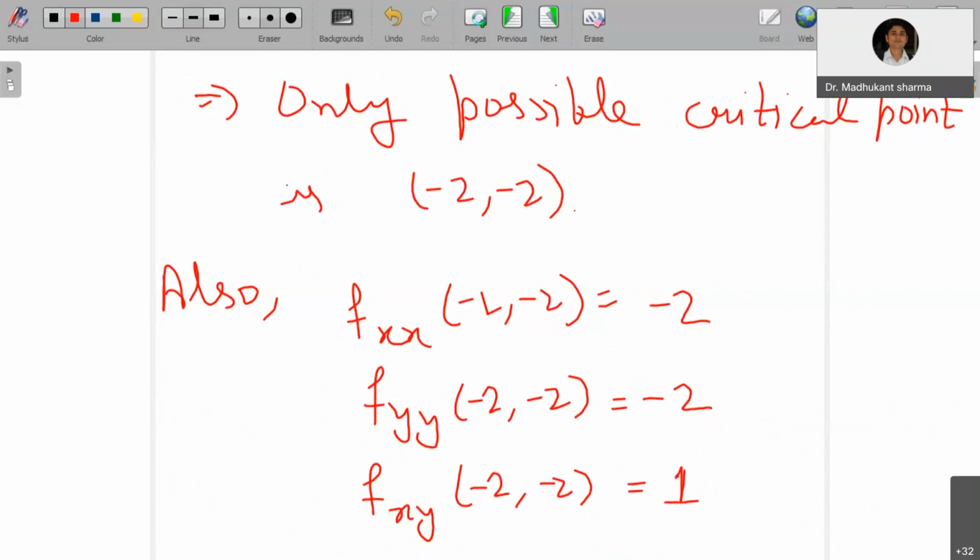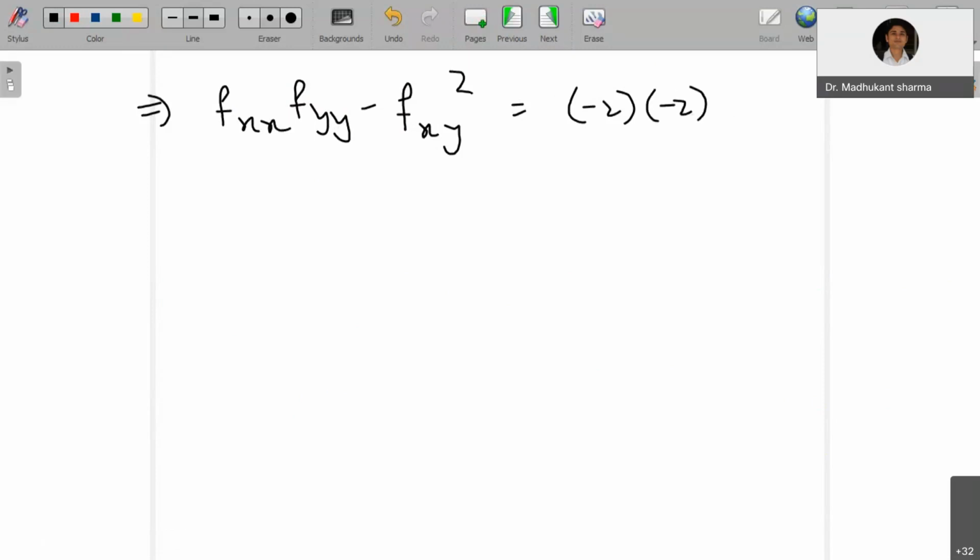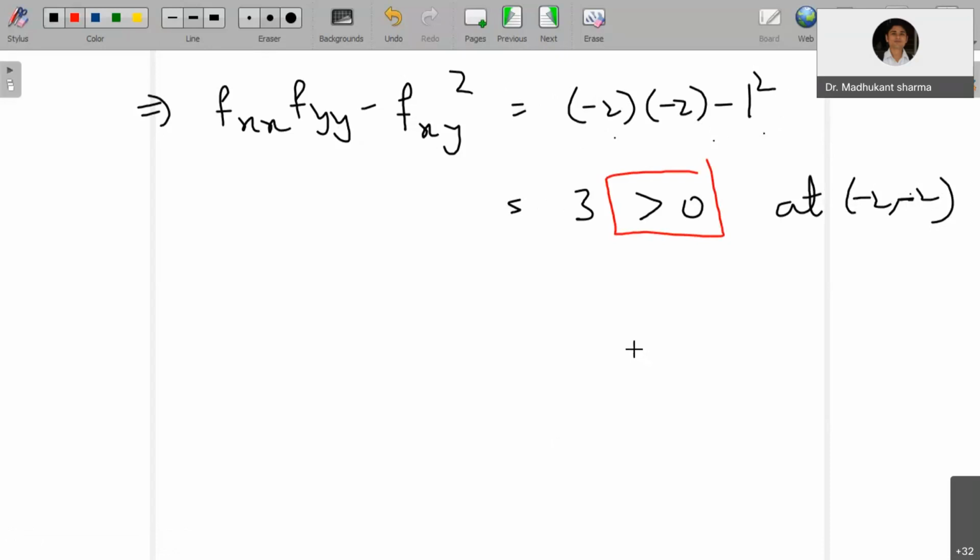Now this certainly implies fxx times fyy minus fxy squared equals minus 2 times minus 2 minus 1 squared, which is 4 minus 1, that is 3, greater than 0 at minus 2 minus 2. We are talking specifically about this point. The sign is positive. So this tells you that it has either a maxima or a minima at that point.